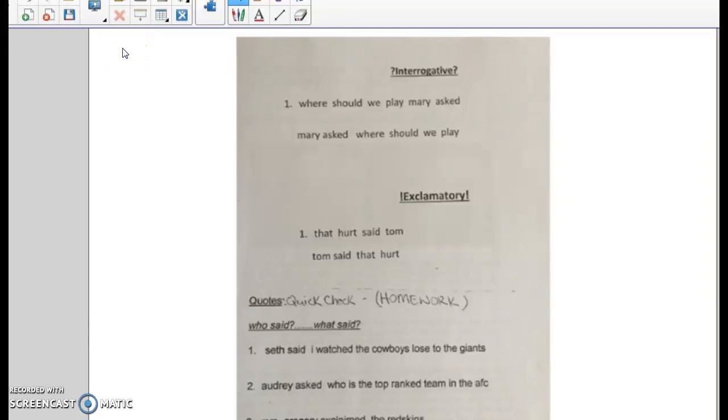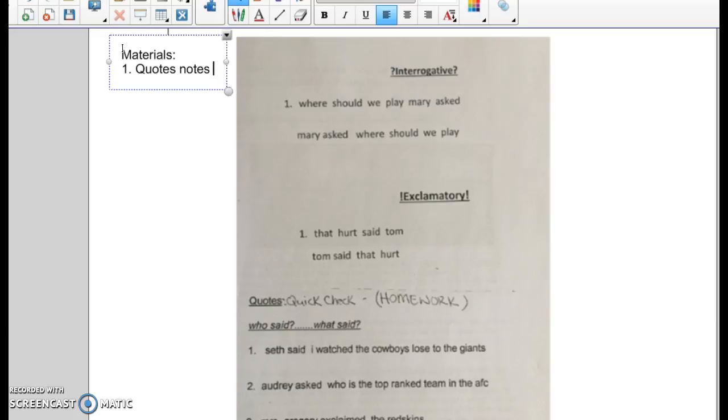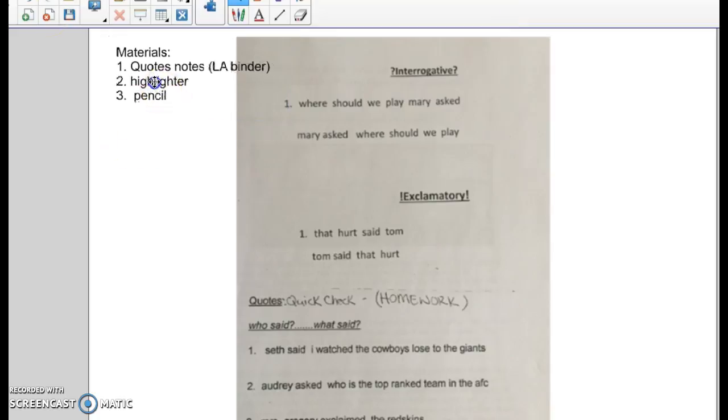Okay, so you need several materials for this activity. You are going to need your quotes notes, which should already be in your language arts binder. You're also going to need a highlighter and a pencil. If you need to pause this recording while you go get those materials, that would be great. All right, if you have all of your things, you're ready to start our notes.